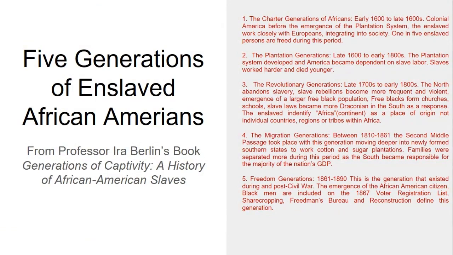The migration generation, 1810 to 1861, is the second Middle Passage, and this is when slaves were moving deeper into the South from areas like Virginia, North Carolina, South Carolina. In a research assignment, you more than likely will back into someone from this generation of slavery. And the last generation is the freedom generation. That is between 1861 and 1890. These are those enslaved persons that were freed because of the Civil War and lived post-Civil War. And if you can go to the next slide.